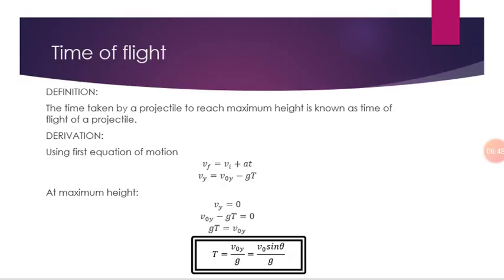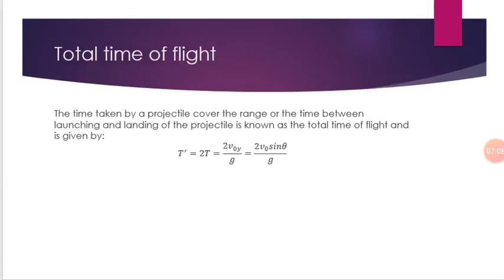Now by using the rectangular components method that we already learned in chapter 2, v0y is replaced by v0 sine theta. That is the vertical component of velocity. So time of flight is equal to v0 sine theta divided by g. But the time required by a projectile to cover its total range is twice the time of flight, or you can say that it is twice the time required by a projectile to reach its maximum height, and that is equal to 2 v0 sine theta upon g.